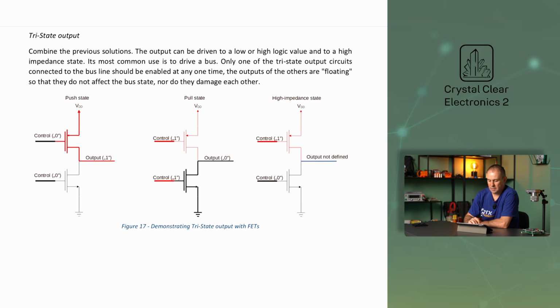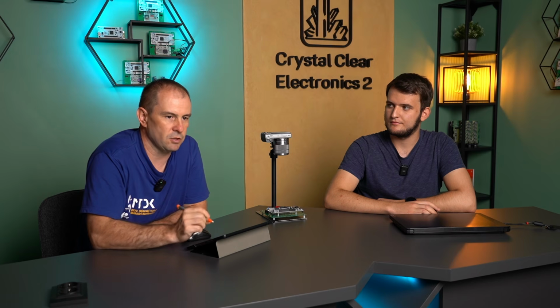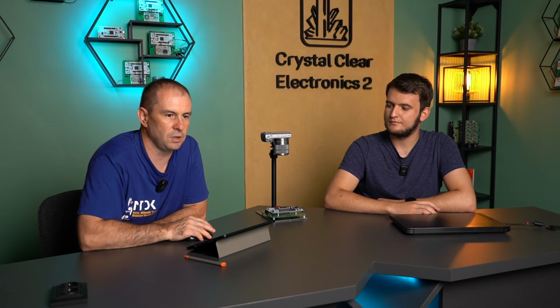The tri-state output combines the previous solutions. The output can be driven to a low or high logic value and to a high impedance state. Its most common use is to drive a bus. Only one of the tri-state output circuits connected to the bus line should be enabled at any one time. The outputs of the others are floating, so that they do not affect the bus state, nor do they damage each other. With this, we've completed the overview of the theoretical concepts.